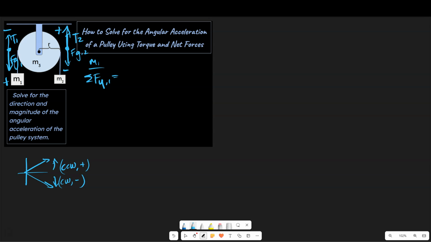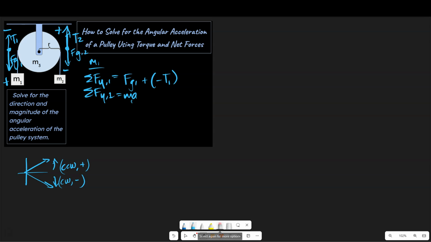We're looking at M1. What do we have? Well, we've got Fg1, and that's going to be a positive value. We literally are summing up the forces. That's why I call it the sum of the forces strategy. You can also think of this as just a net force. So you have a negative T1. And then the second line for the sum of the forces strategy is to write is equal to MA.